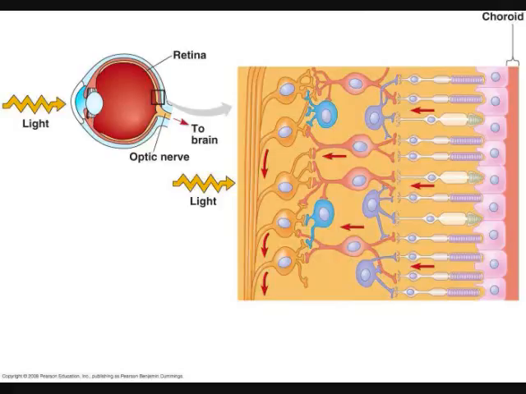Choroid. The choroid, the vascular tunic, is the middle layer of the eyeball, lying between the outer sclera and the inner retina.